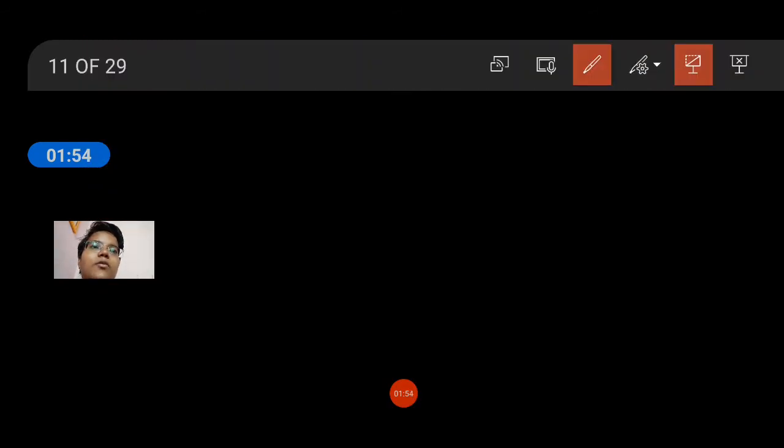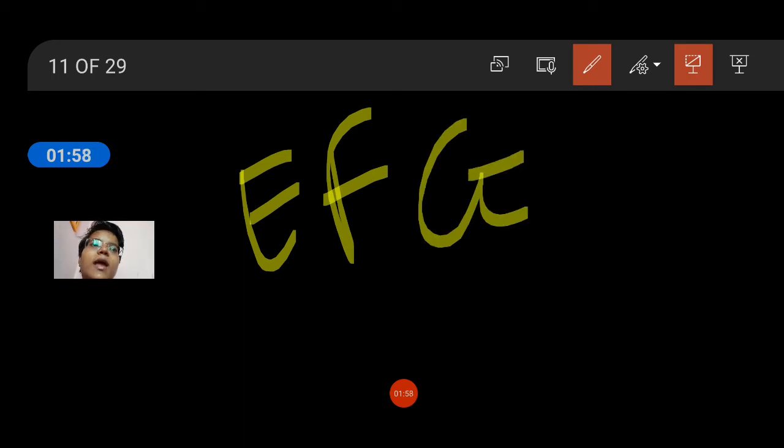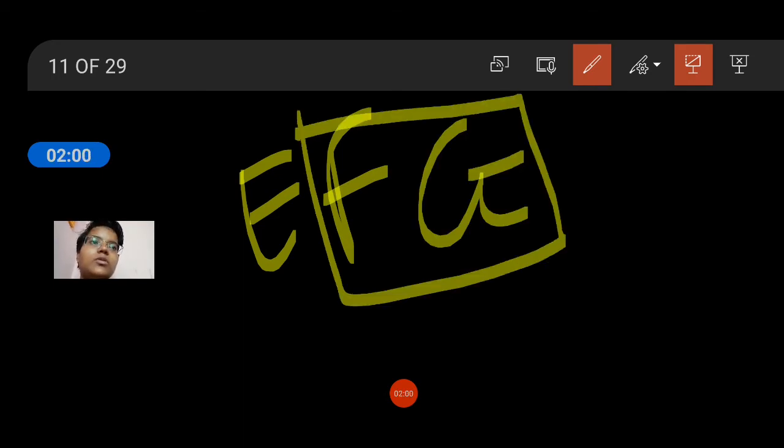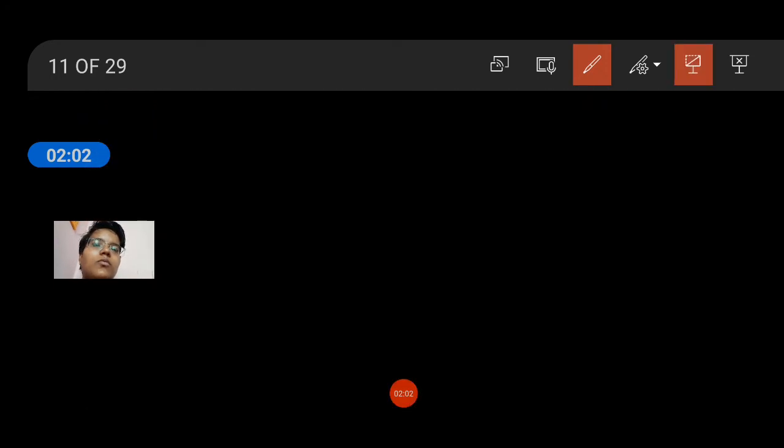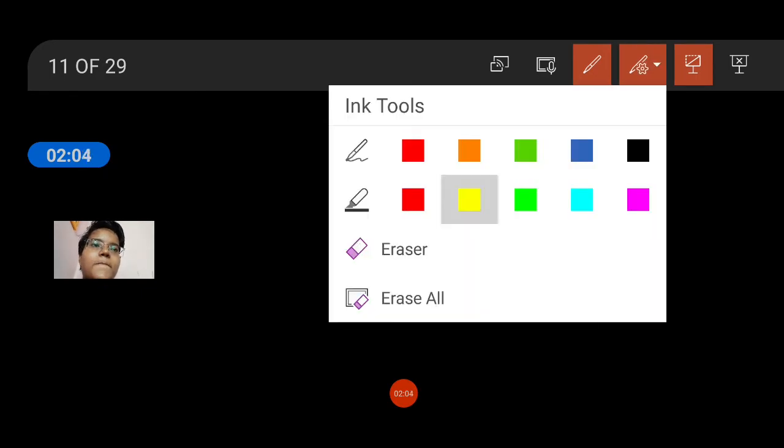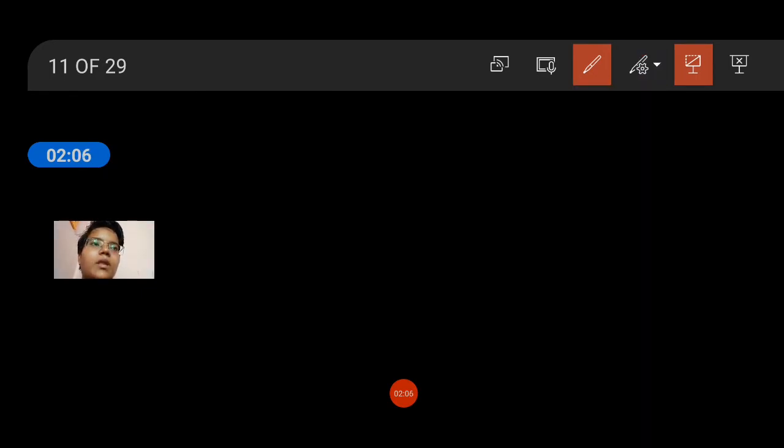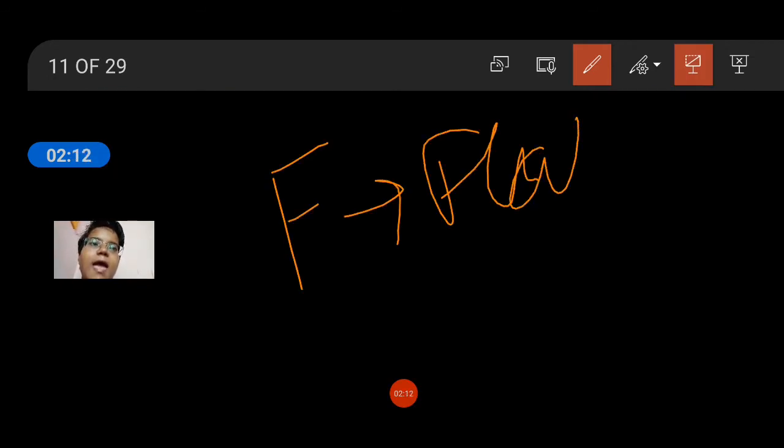As you already know that E, F and G, so you can learn these both. F for flap and G for glottis.